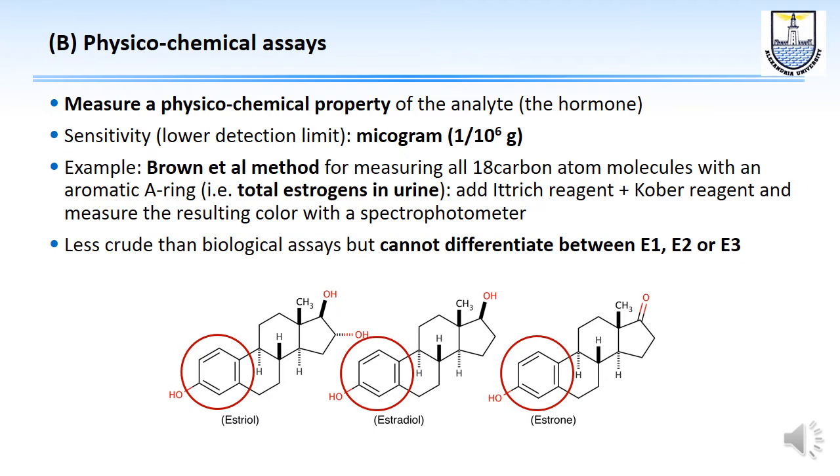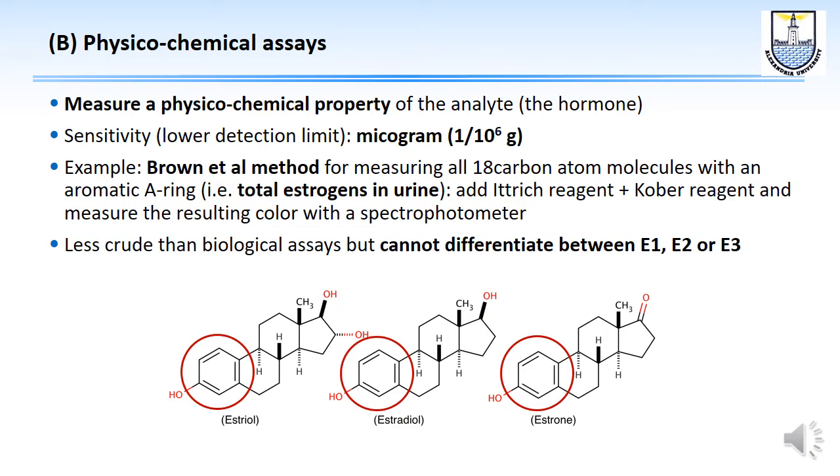After the biological assays came the physico-chemical assays. And these assays measure a physico-chemical property of the analyte, the hormone. Meaning what? As you can see in the lower panel, for example, all the 3 estrogens we know, estriol, estradiol, estrone, have 18 carbon atoms. They also have an aromatic ring, A-ring.